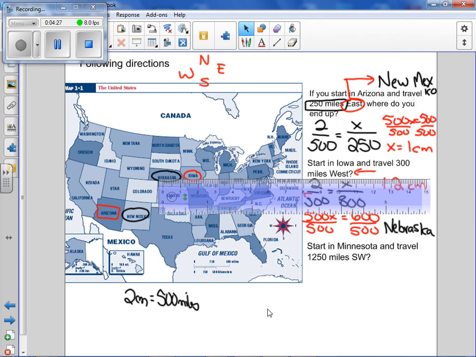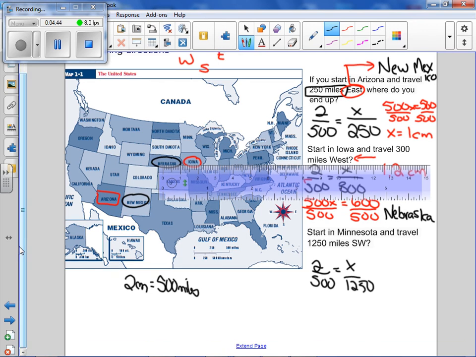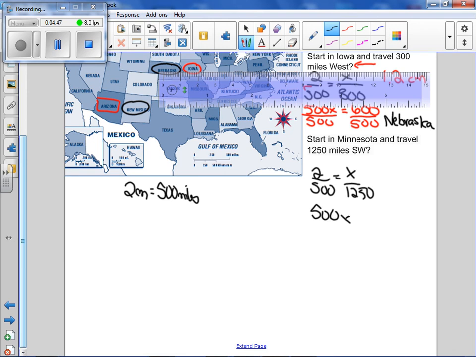Now I have one more example that we're going to work through. We're going 1,250 miles southwest from Minnesota, so I start with the same scale, 2 over 500. Now it's x over 1250. So now I'm going to do my cross multiplication. 500x equals 2 times 1,250, which should be 2,500. Divide by 500. And so I get 5 centimeters.